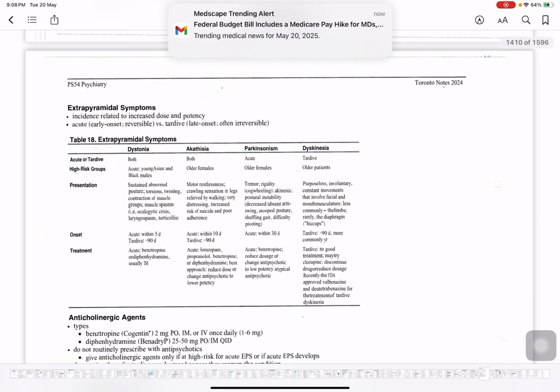Dyskinesia is tardive in older patients, with purposeless involuntary constant movement that involves facial and mouth musculature, less commonly the limbs, rarely the diaphragm, hiccups, and the tardive is more than 90 days. So duration is 5 days, 10 days, 30 days, and more than 90 days. Tardive, no good treatment, may try clozapine, discontinue drug, reduce dosage. Recently the FDA approved valbenazine and deutetrabenazine for treatment of tardive dyskinesia.